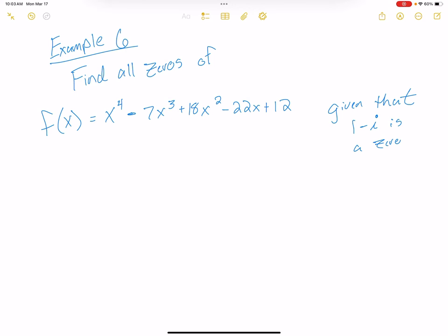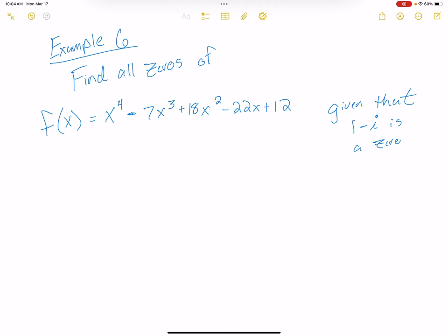So this is chapter or section 3.3, right? And we're trying to find all the zeros of a polynomial function. Here we're given one of these zeros. And this is the example that we couldn't get to in class. This was the last example. So this would complete your notes.